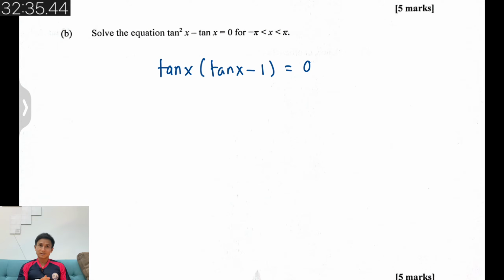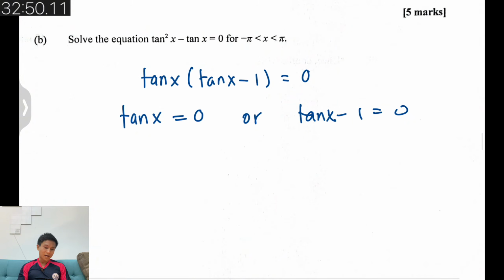Well, because this is 2 brackets multiplying to 0, either this one equals 0 or this one equals 0, right? So for this one equals 0, if we do arctan, what angle gives tan equal to 0? It is 0 or pi. It's just the same as sine. So sine 0 and sine pi will be 0, yeah? So this will be x equals 0 or pi, right?